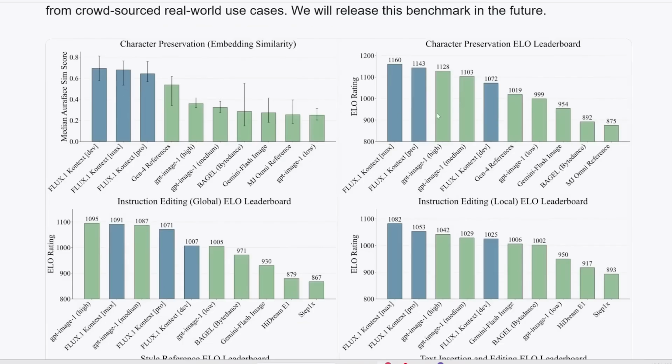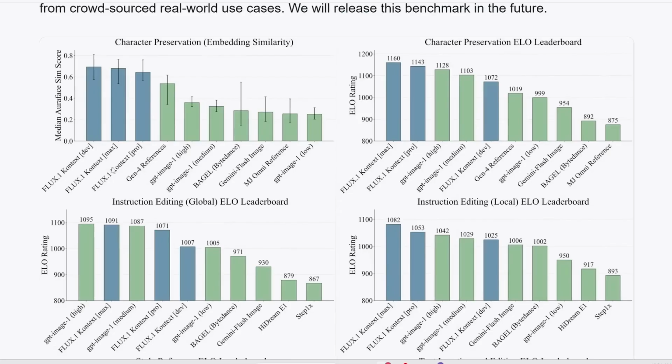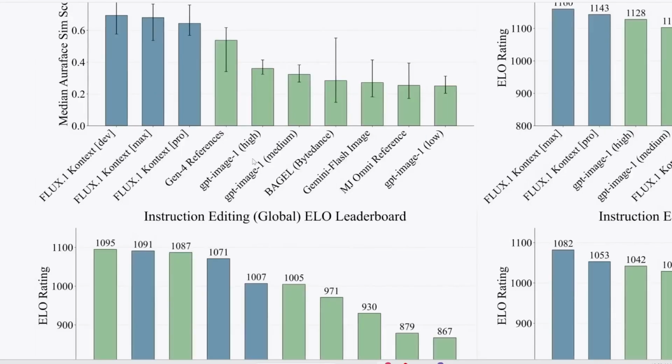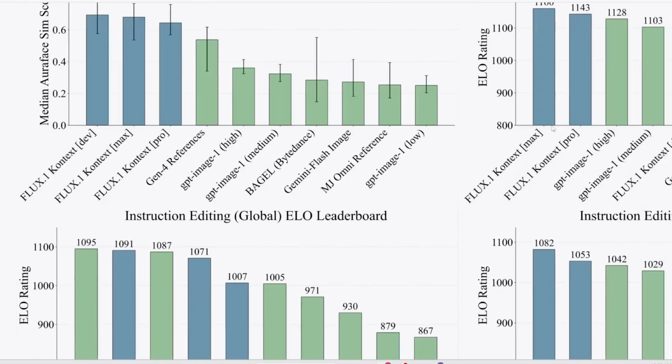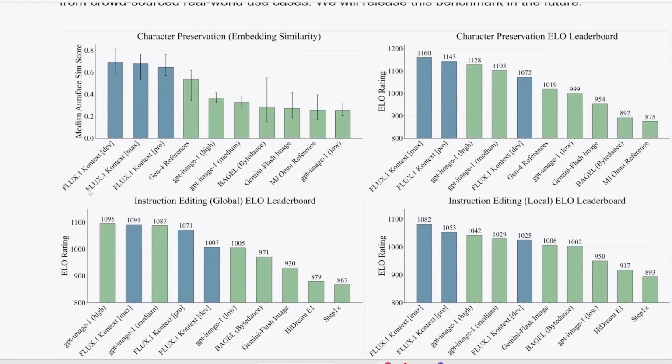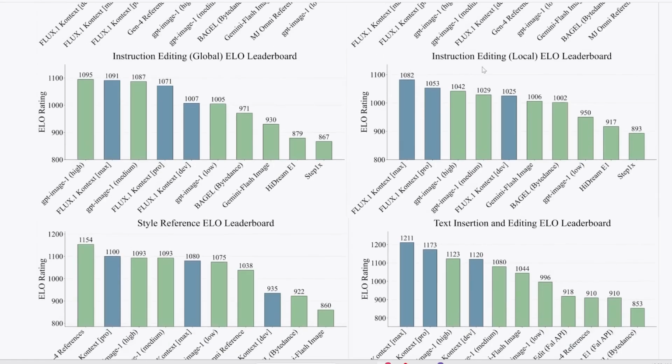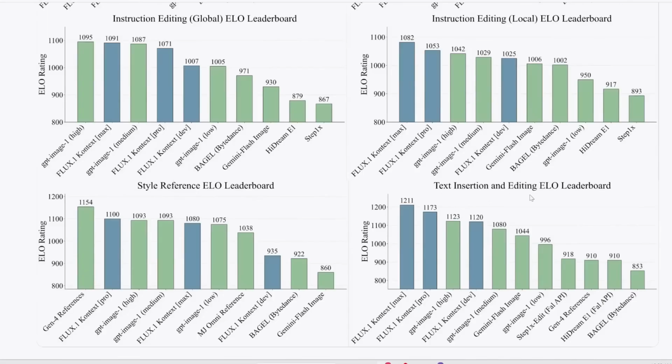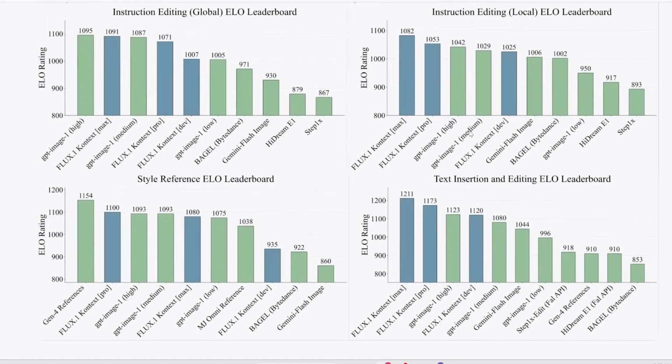Here are various benchmark metrics for image editing. For example, here we have 2 scores for character preservation, and as you can see, FLUX.1 Kontext, which are the bars in blue, on average outperform all the other state-of-the-art image generators like GPT and Bagel and Gemini Flash. By the way, these are all really good as well, but as you can see from the benchmark scores, on average, in terms of character consistency, FLUX.1 Kontext beats the rest of these image generators. Same with instruction editing and text insertion and editing. FLUX Kontext, on average, beats the other models.